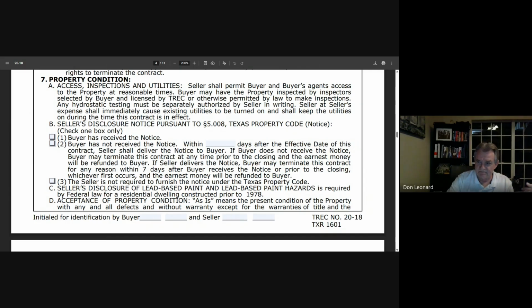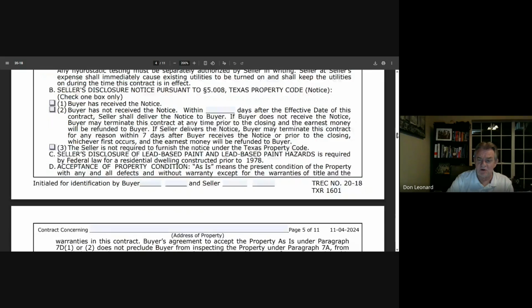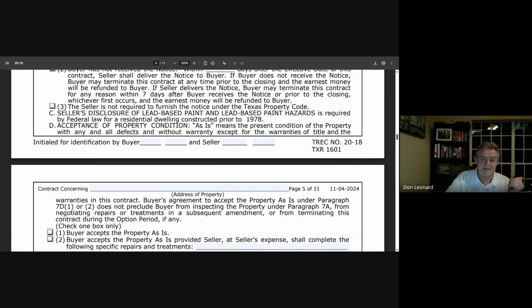So all they have to do is disclose if it's there or not, to the best of their knowledge. D, acceptance of property condition. Of course, this has to do with accepting the property as is. As is means the present condition of the property with any and all defects, without warranty, except for the warranties of title and warranties in this contract. So it's saying, based on what I know right now, I'm willing to accept the property as is.